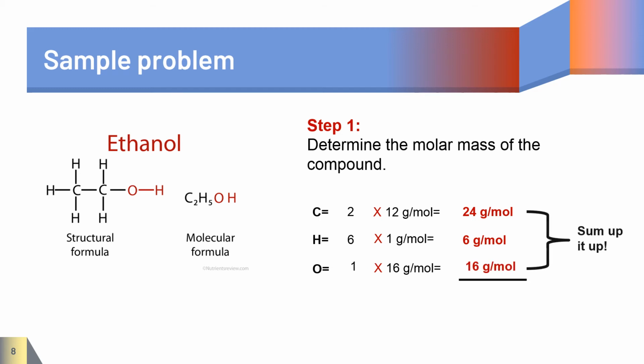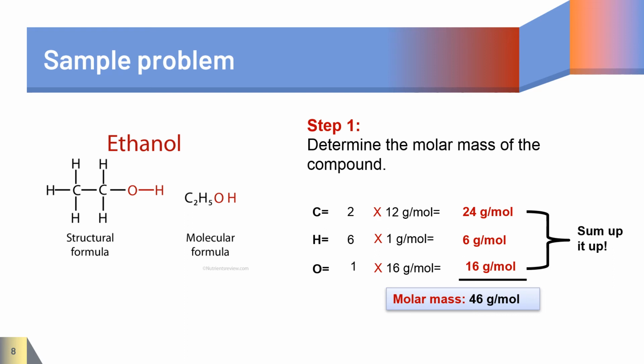The next step is to sum it up. So therefore, we have a total of 24 plus 6 plus 16, 46 gram per mole. That is our molar mass. So that's our step 1.